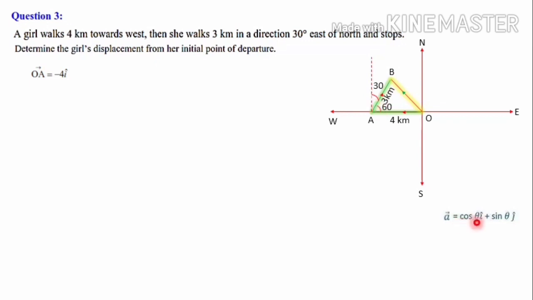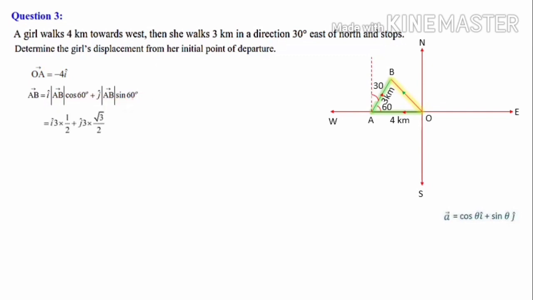So cos 60 into i cap we cannot write because there is a magnitude 3 km. So magnitude of AB into i cap we have to write, plus sin theta into magnitude of AB into j cap. So vector AB is equal to i cap into magnitude of AB into cos 60, theta is 60, plus j cap into magnitude of vector AB into sin 60.